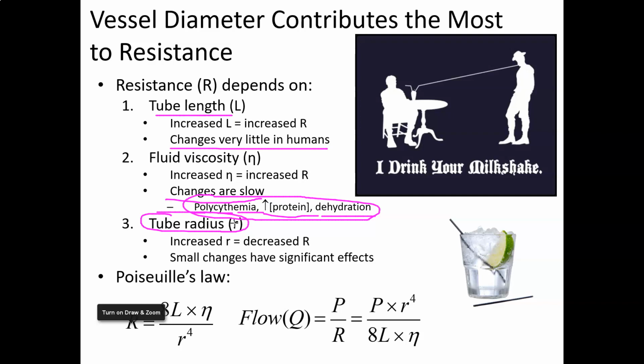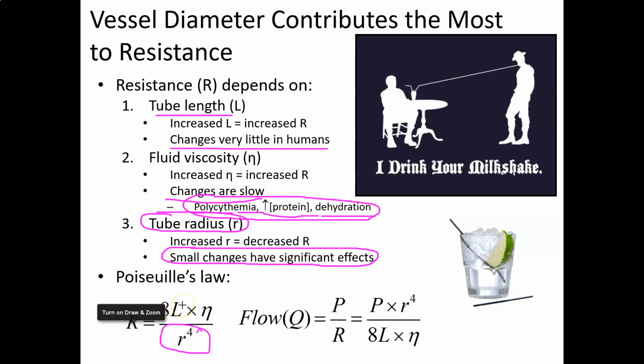A number of factors, like local autoregulation that causes vasodilation by local chemicals, would change the radius. And that's literally released, and within seconds, we have an immediate change. So that's one of the things. It changes very quickly. The other portion of this is that small changes in radius have significant effects on resistance. And that's because, again, looking at this equation, the resistance is raised to the fourth power.